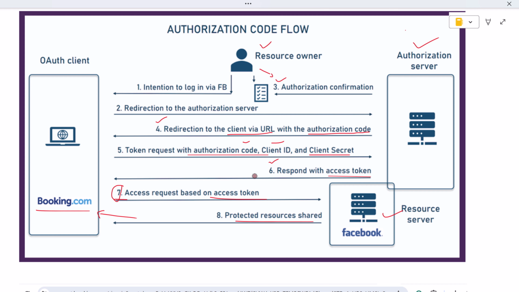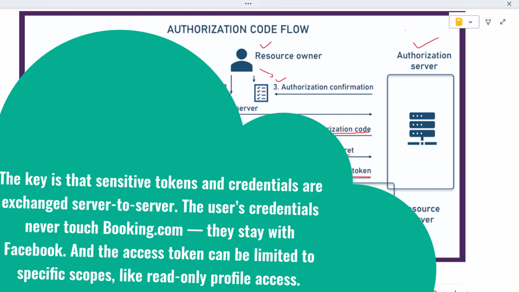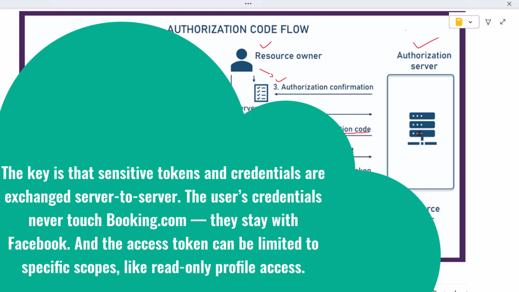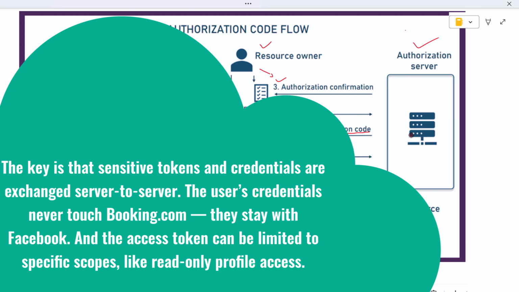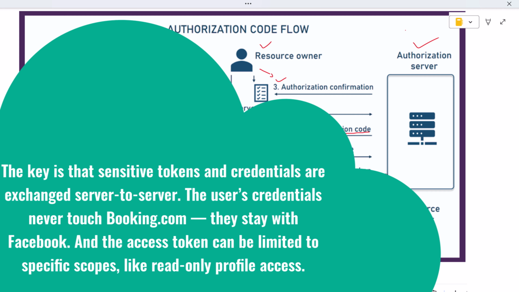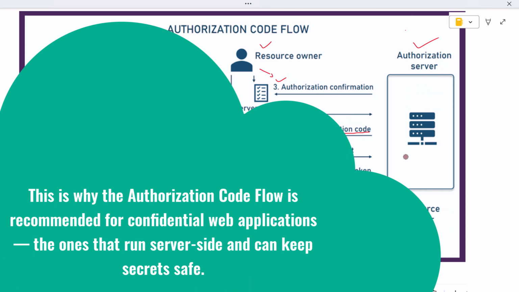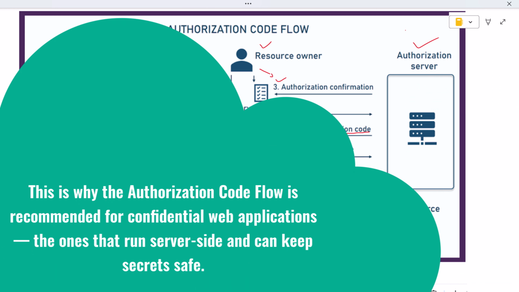So what makes this flow so secure? The key is that sensitive tokens and credentials are exchanged server to server. The user's credentials never touch Booking.com, they stay with Facebook. And the access token can be limited to specific scopes like read-only profile access. This is why the authorization code flow is recommended for confidential web applications, the ones that run server-side and can keep secrets safe.